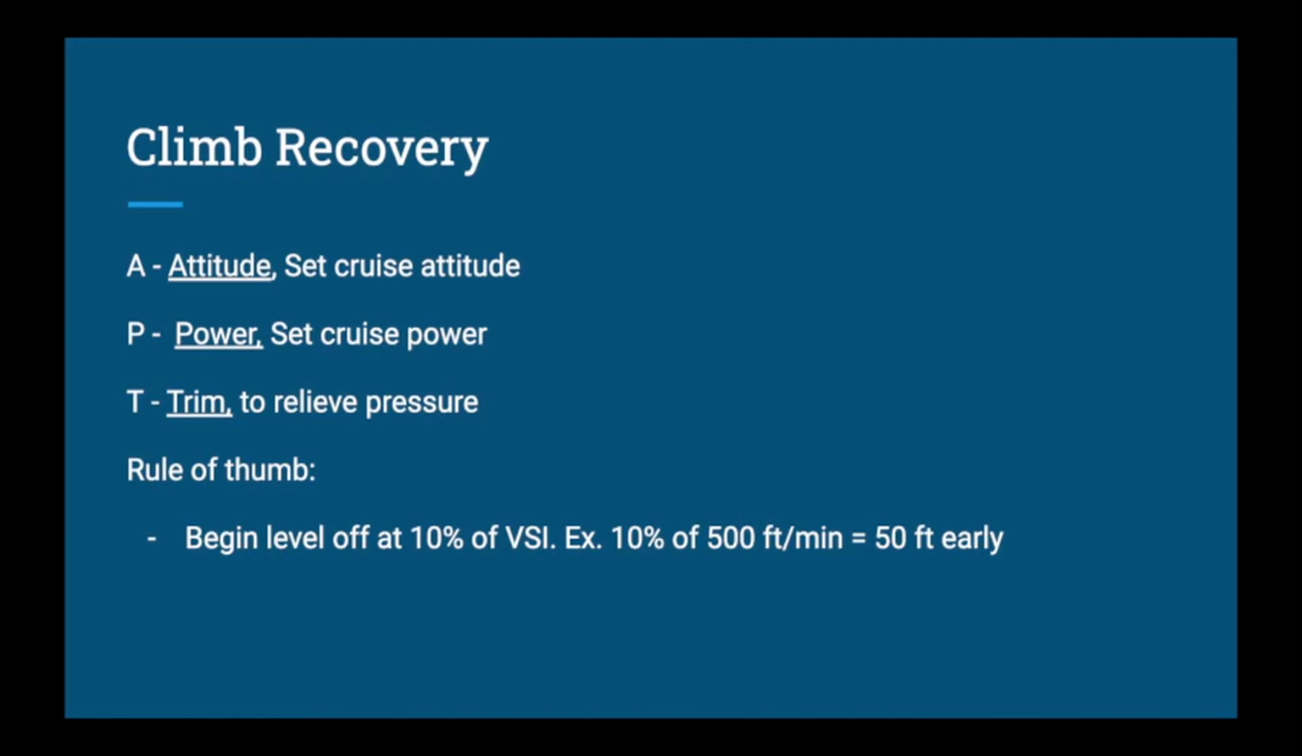A good rule of thumb to begin your level out procedure is about 10% of your VSI. So if you're climbing at 500 feet per minute, about 50 feet early is when you want to start that level out. As you lower the nose, get your power back and trim, you're going to gain that 50 feet. So it's going to help avoid overshooting your altitude.